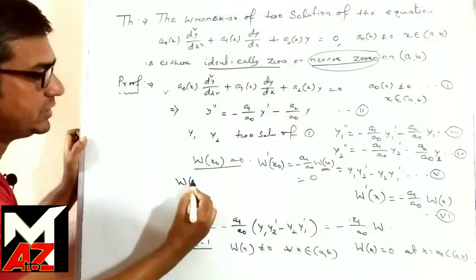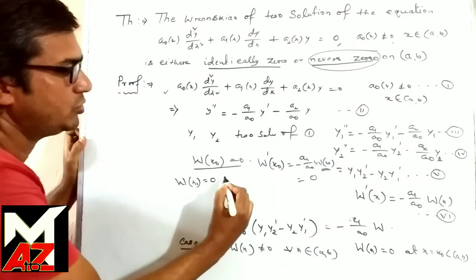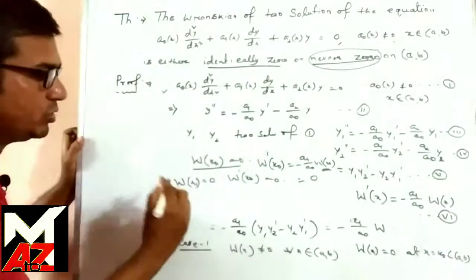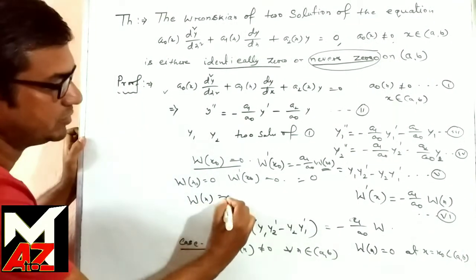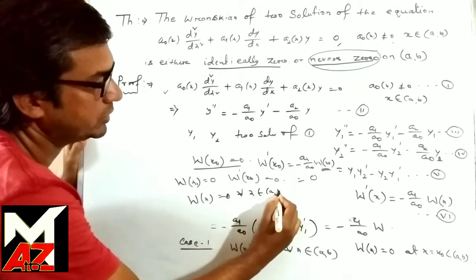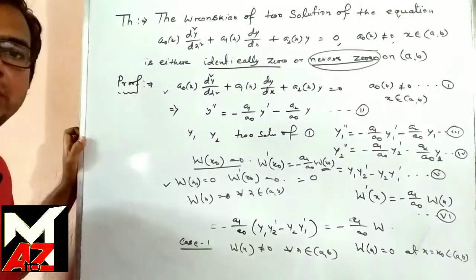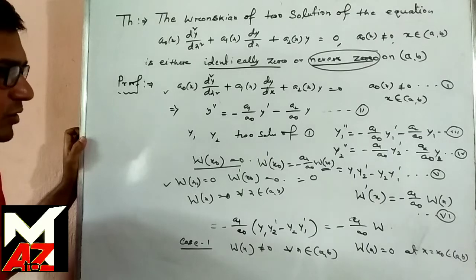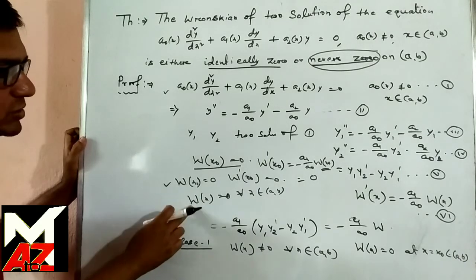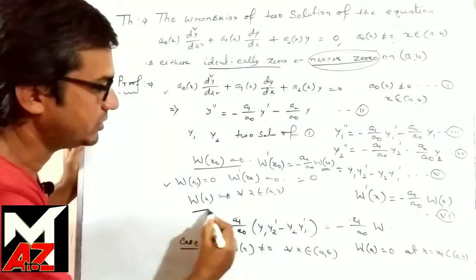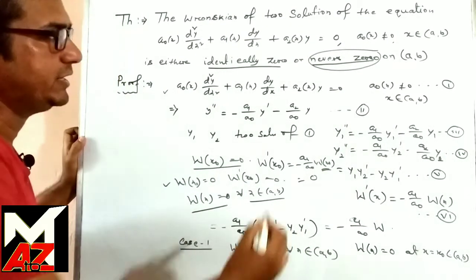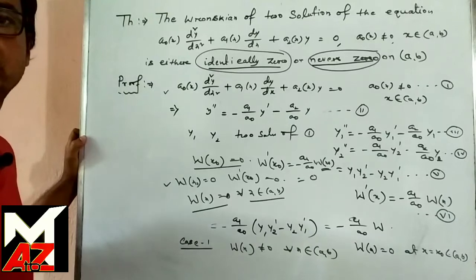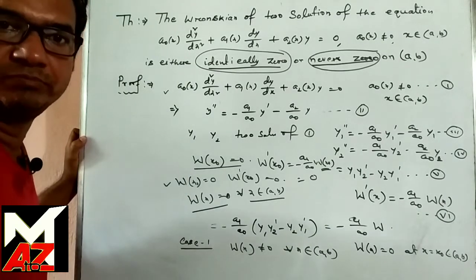And since the Wronskian of x0 is equal to 0 together with W dash x0 equal to 0, we must say that the Wronskian of x is equal to 0 for all x belonging to (a, b). This result was discussed in the previous class of Wronskian. So the Wronskian is identically 0 on (a, b), and this proves the theorem.